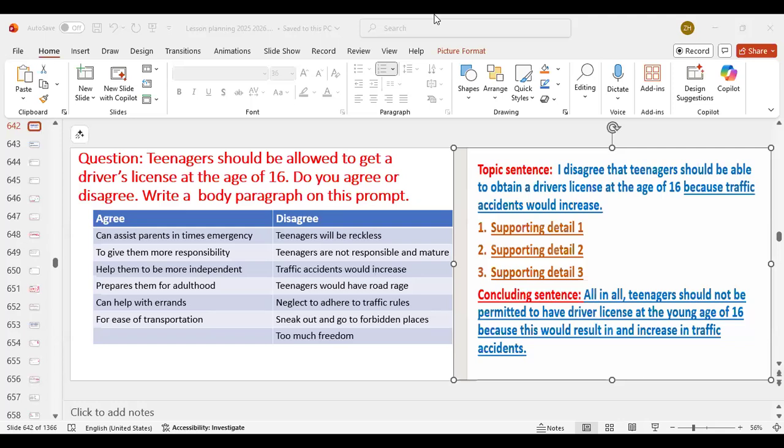I disagree that teenagers should be able to obtain a driver's license at the age of 16 because traffic accidents would increase. Some teenagers have no sense and do wild things. They can also fall victim to peer pressure, which would cause them to drive recklessly to impress their friends. Additionally, some teenagers can get items like drugs and other stuff.